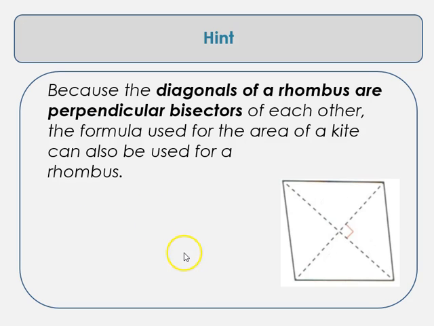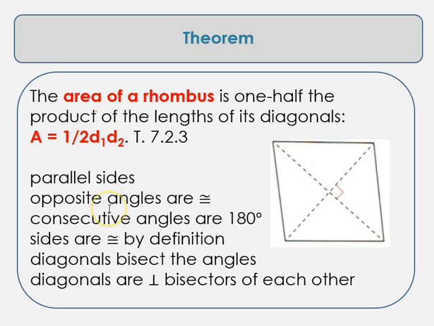Just a little hint, because the diagonals of a rhombus are perpendicular bisectors of each other, the formula used for the area of a kite can also be used for a rhombus. That brings us to our next theorem. The area of a rhombus is 1/2 the product of the lengths of its diagonals, 1/2 diameter 1 and diameter 2. So there's one formula that will cover 2 figures if you have the right information. There's actually another area formula for a rhombus, but it just depends on what information you have.